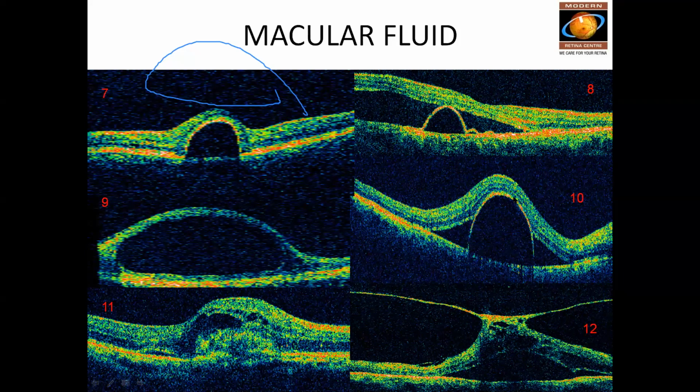So the presence of an acute angled PED is an indication for CNVM, whereas an obtuse angle PED like this is a normal serous PED along with subretinal fluid, and this is a case of CSR with PED.